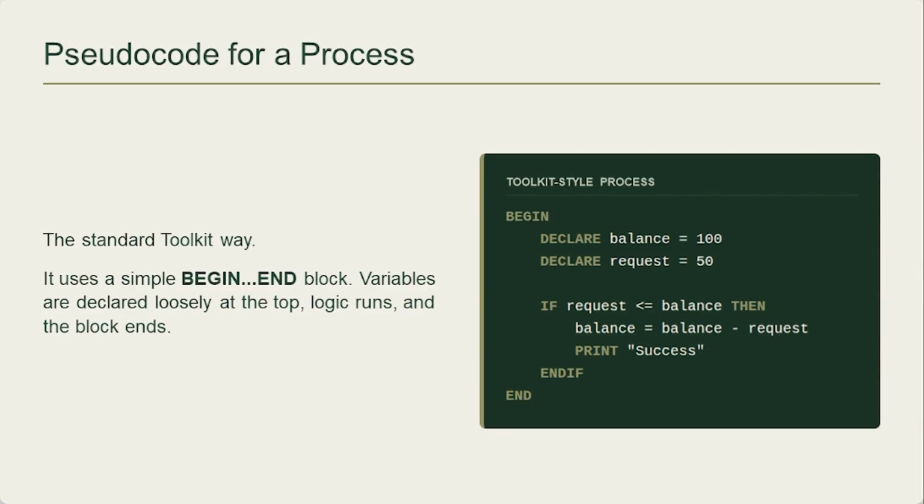Then we declare two variables. Declare is used for declaring a variable. Balance is equal to 100 and request is equal to 50. Instead of the declare keyword, you can directly specify the data type of that variable. It is also valid. Then we have an if condition. Based on the if, we have certain procedures and we end it. So it's simply a block with begin and end.